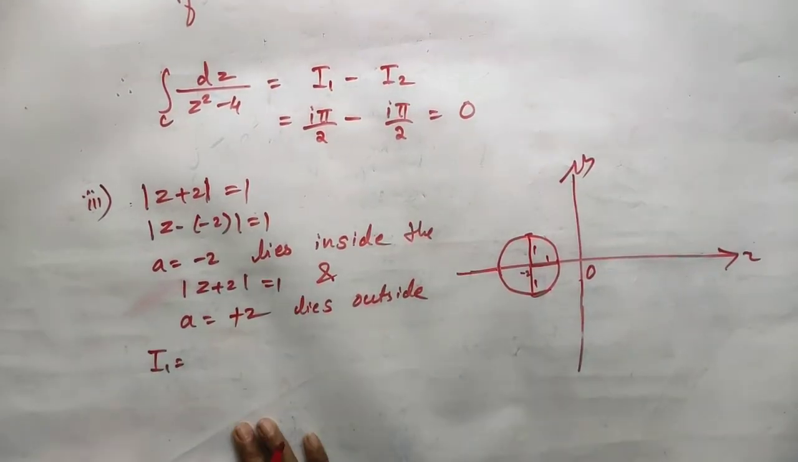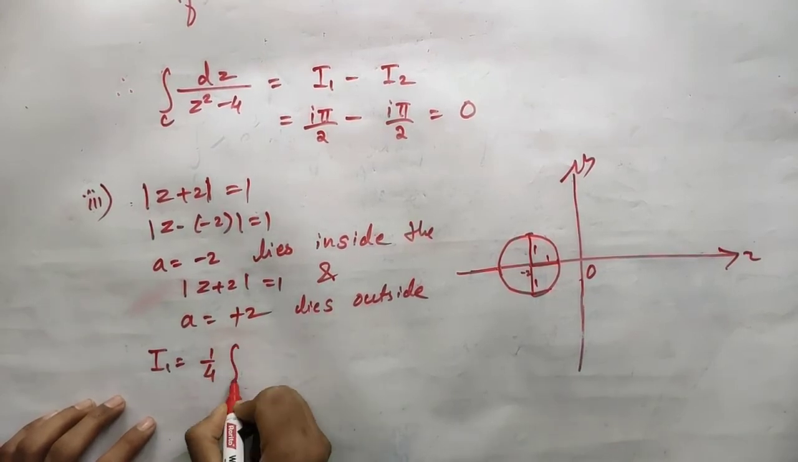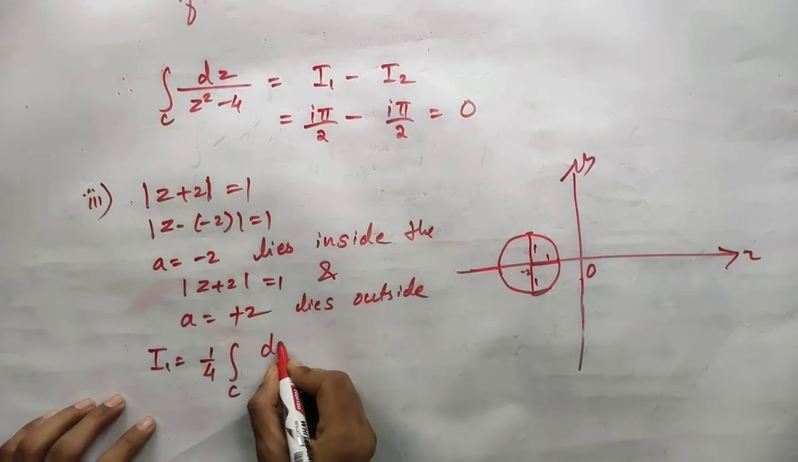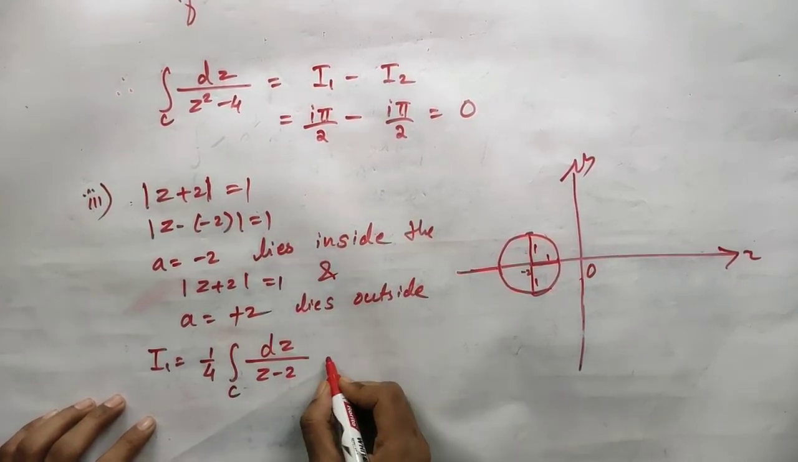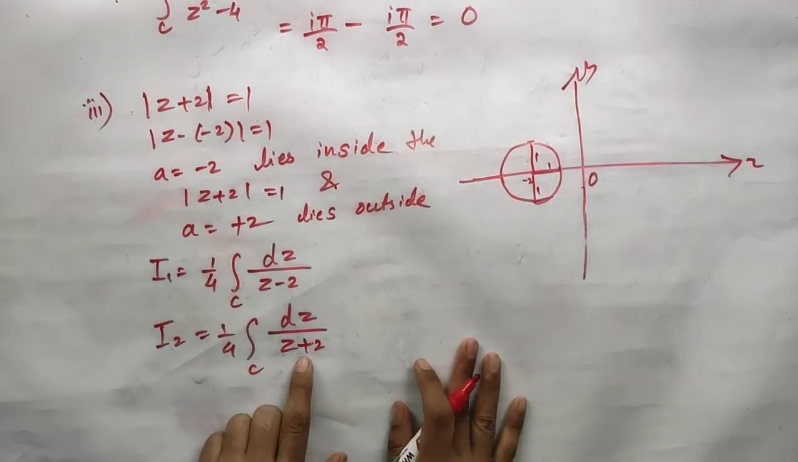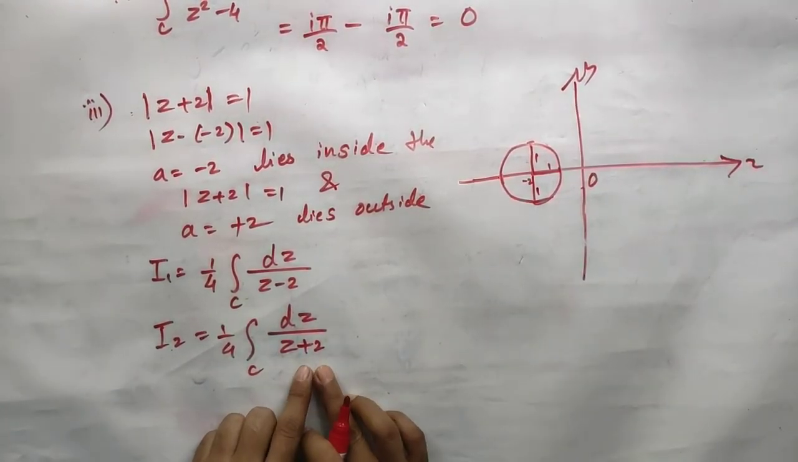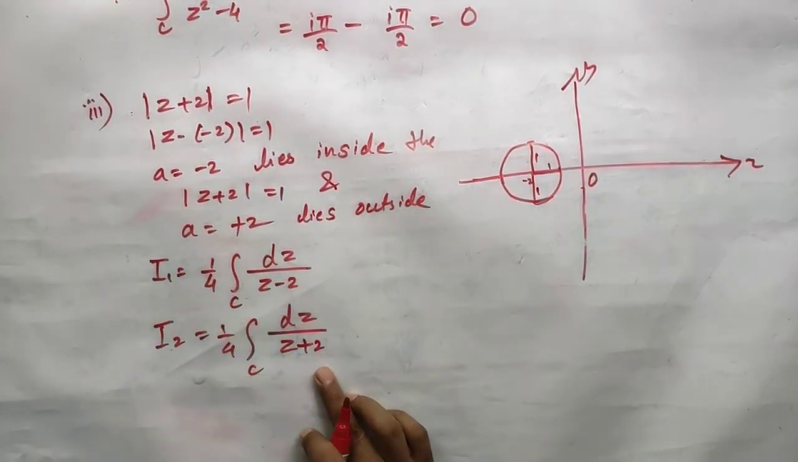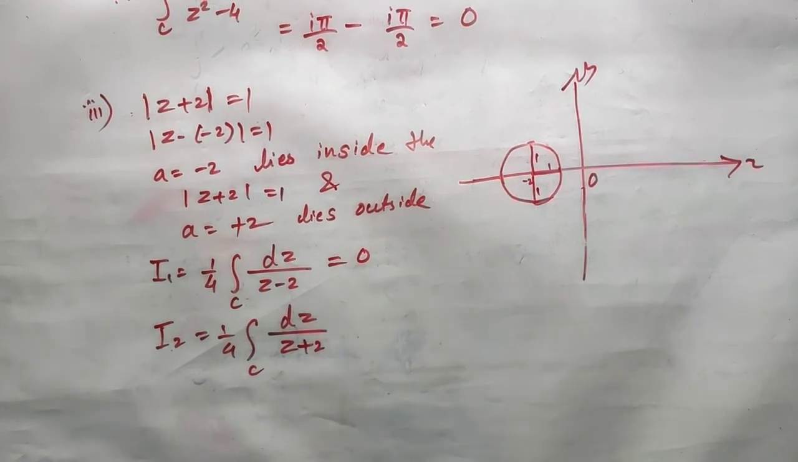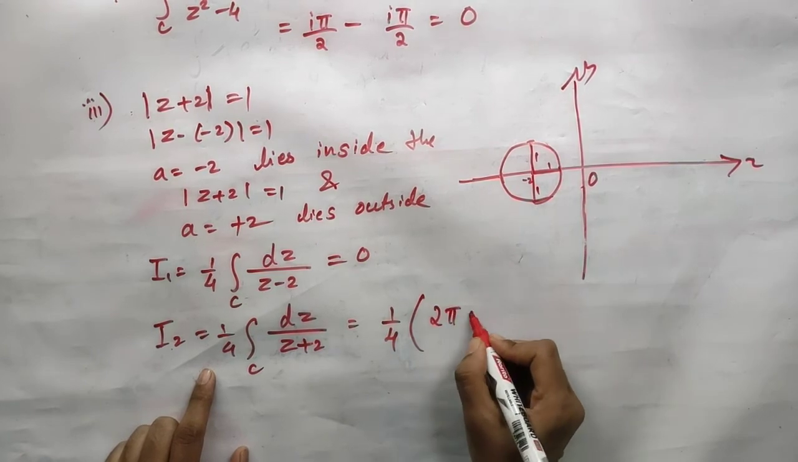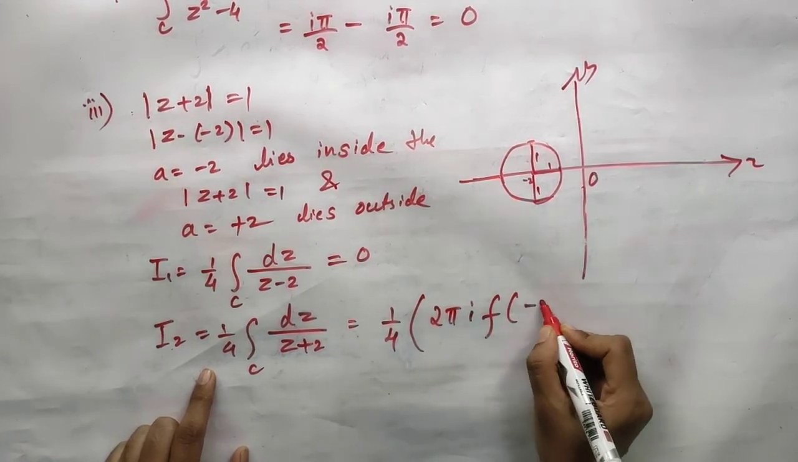Please check. I1 we had got as 1 by 4 integration over the curve C, dz divided by z minus 2, and I2 we had got 1 by 4 integration of the curve C, dz divided by z plus 2. So z is equal to a is equal to minus 2 comes here. The point a equal to 2 lies outside the circle, so for I1 it will be 0. But for I2 it will be 1 by 4 by Cauchy's integral formula, 2 pi I f of minus 2.